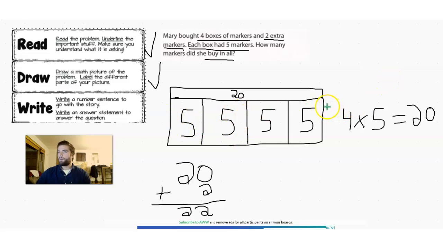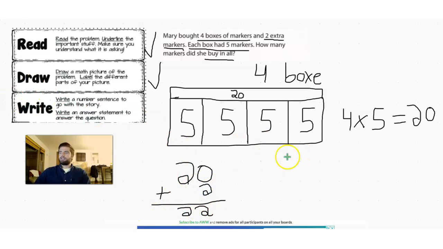Actually, we didn't label it. What I really should have done there is said 4 boxes to represent each one of these boxes here. So now we know our answer is 22 markers.